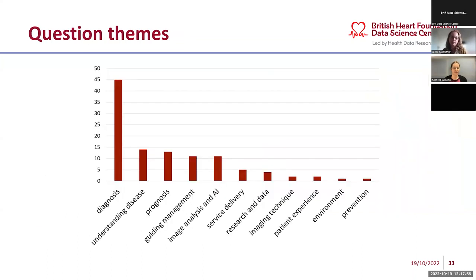As I mentioned, we narrowed these down to 100 questions, which were taken through to the first round of prioritization. And this graph represents the themes of these 100 questions. As you can see, the majority of these were around diagnosis, but then also understanding of the disease and prognosis.